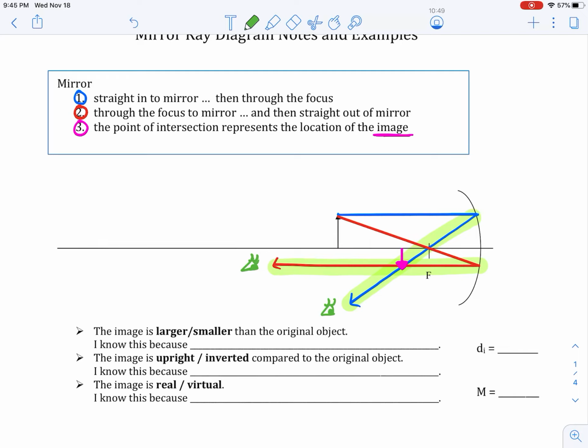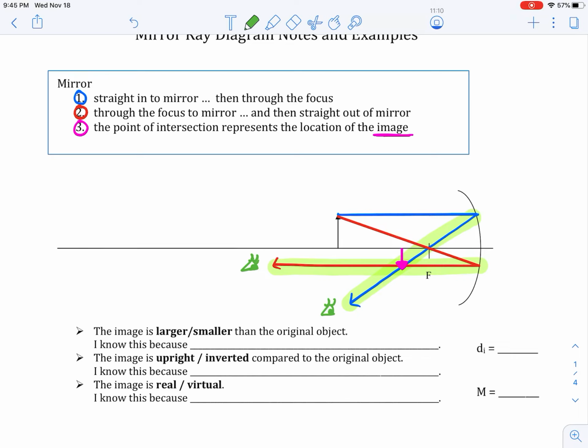This is going to serve as your guide when you do your practice work. So you're basically writing yourself instructions or reminders of how to interpret the drawing. The image is larger or smaller than the original object. Well, here's how you're going to make that decision.